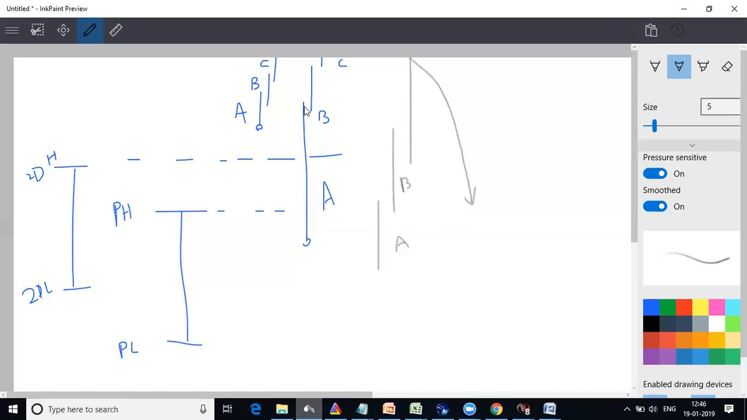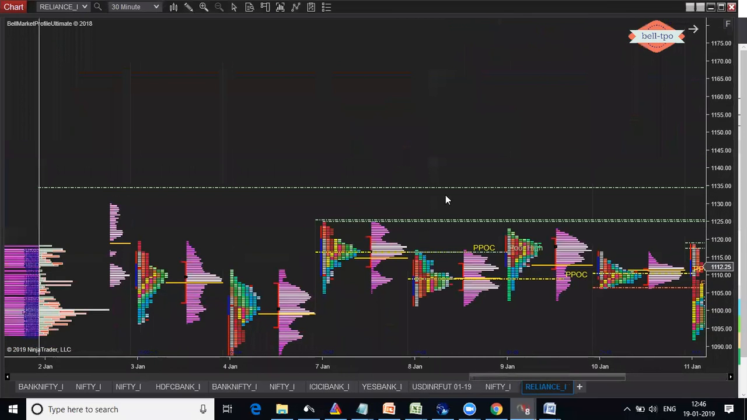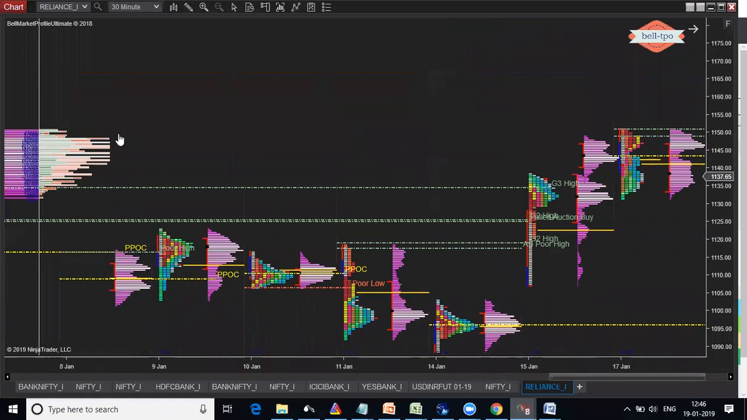Don't expect mean reversion. Don't try to fade those A, B or C period single prints. Let it go. Not necessarily does it have to get cleared. It may form a P-shaped profile, or even the rest of the day it looks like a P-shaped profile, but still the price continues. I'll show you one example here. I think I saw such an example in Reliance recently. We haven't discussed this, but it is something like this.